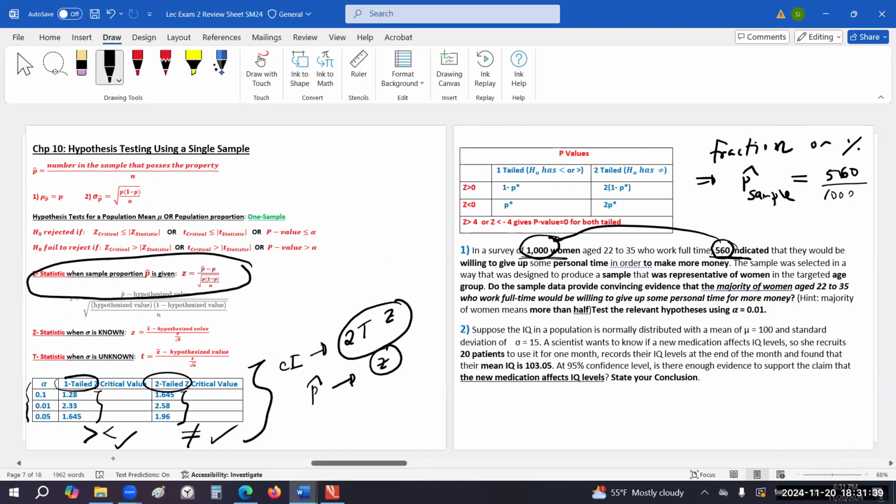And the Z formula is this. Z and T have the same formula. The only difference is that Z has a sigma in the denominator, where T has the sample standard deviation in the denominator, but they have the same formula otherwise. The hypothesized value, we get it from the hypothesis, from the null hypothesis. The null hypothesis will always be based on a population parameter.